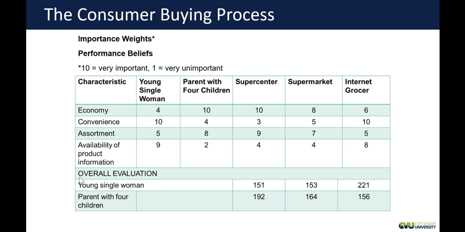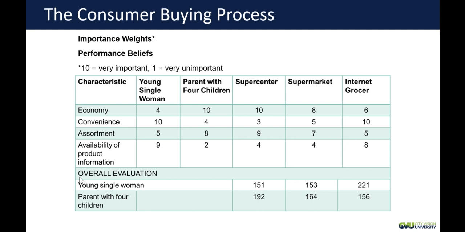Assortment, right? So what we're doing is we're looking at these characteristics, economy, convenience, assortment. We're rating them for that group, young single women or a parent of 4. And then we look at the different options. Well, you have a supercenter, a supermarket, or a grocer. Okay, a supercenter, economy, cheap, a good value. It's rated as a 10, so that would be really important, right? So 10 out of 10, that would help us score that area. Supermarket maybe is an 8, and a grocer is a 6. So as you go through, you start looking at the importance.